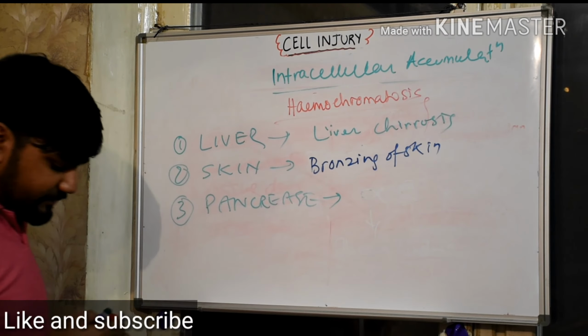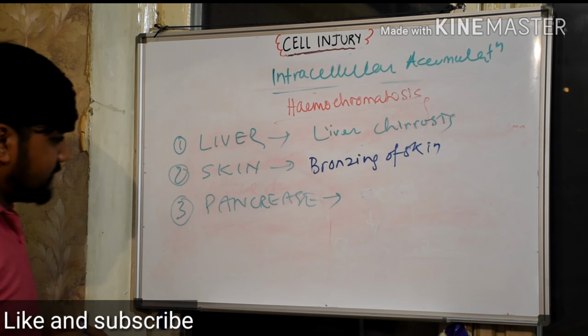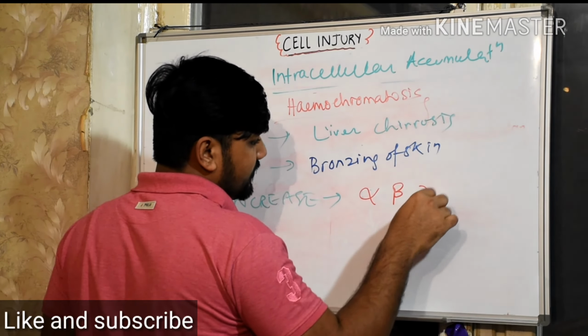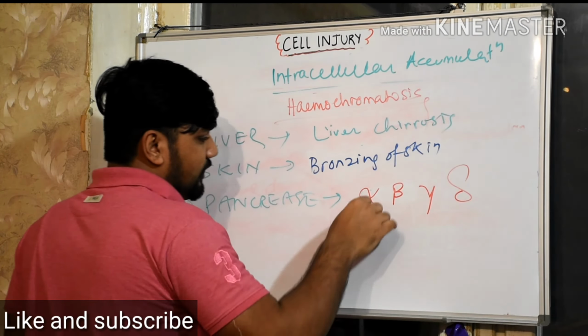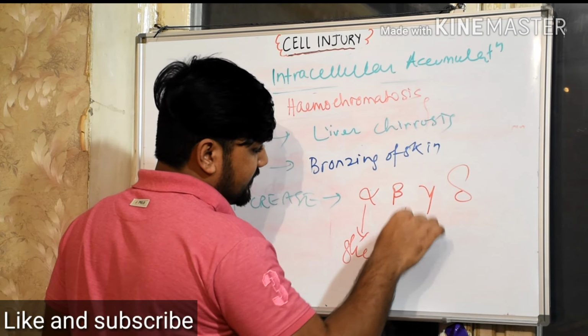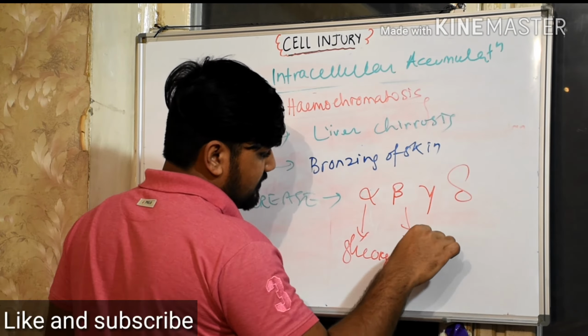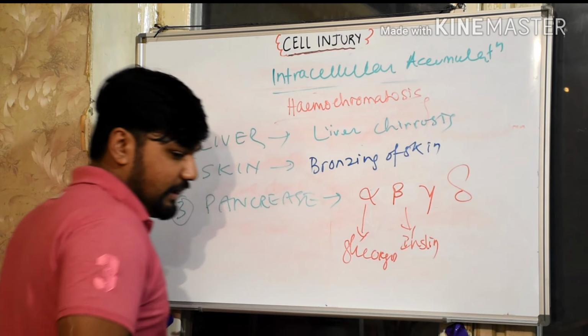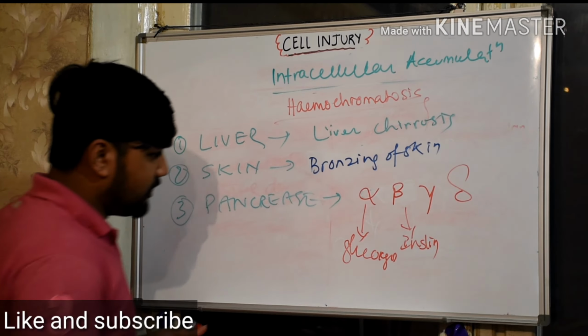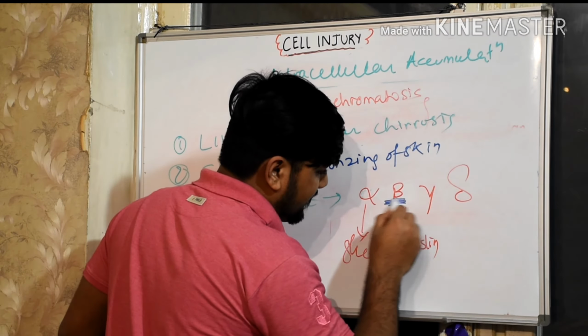Okay, there is a very interesting phenomenon happening in the pancreas. What will happen in the pancreas? In the pancreas we have alpha, beta, gamma and delta cells. Alpha secretes glucagon. Beta secretes insulin. Now what will happen is, this hemosiderin will accumulate on the beta cells of the pancreas.